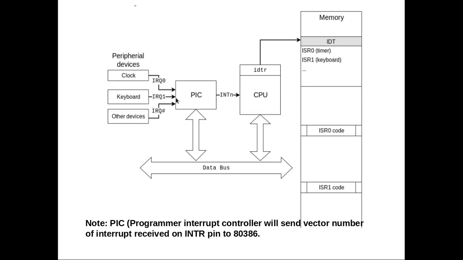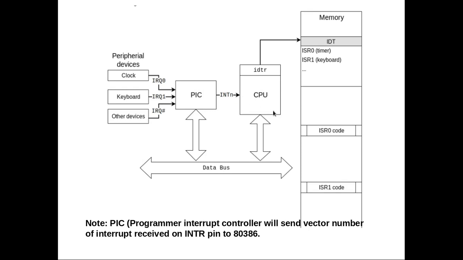Are you getting what is happening? This keyboard is requesting service of the microprocessor. It will make this output line, the interrupt request line, active. Then what will the PIC do? The PIC will convert that interrupt request into the vector number, and then the PIC will activate this INTR signal. When this INTR signal is activated, the microprocessor will come to know that one of the external input output devices is requesting service. So what will the microprocessor do?